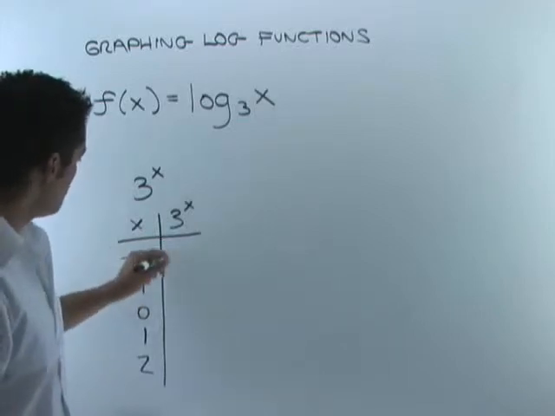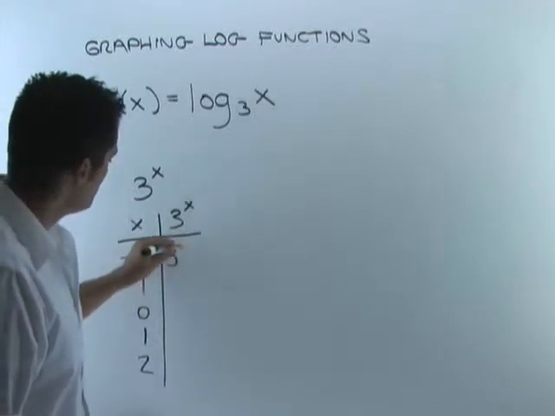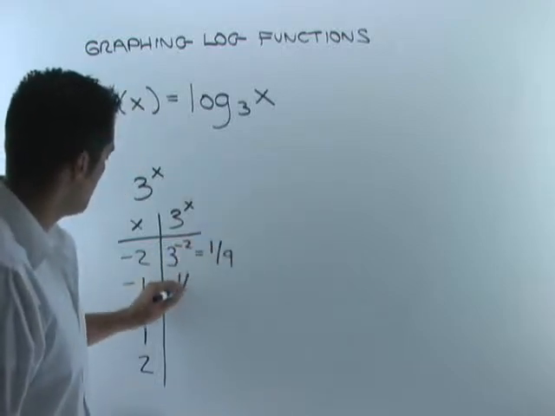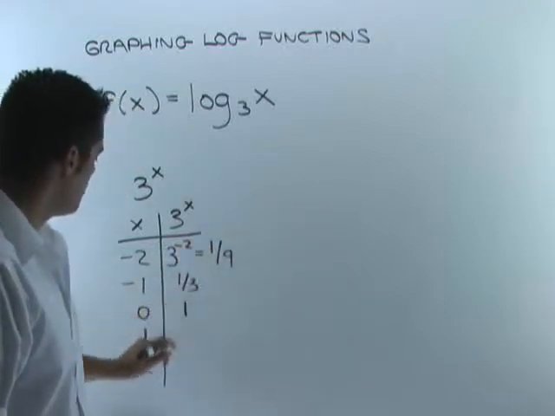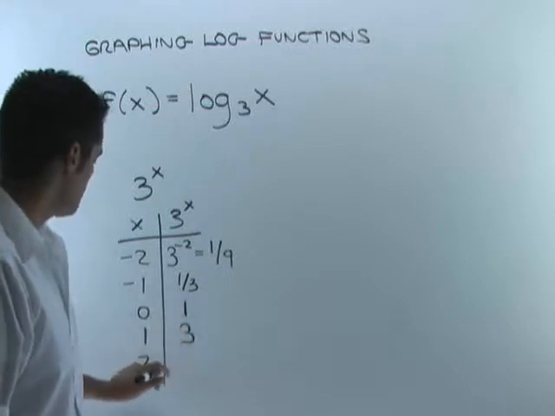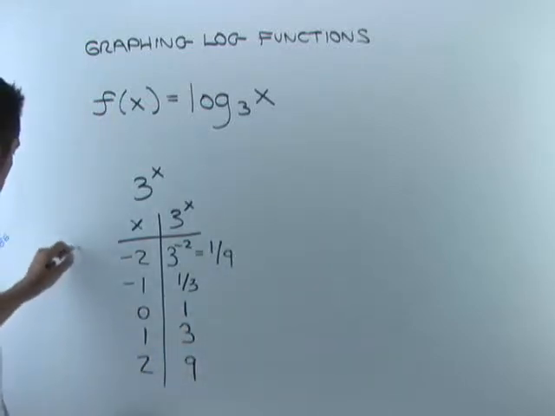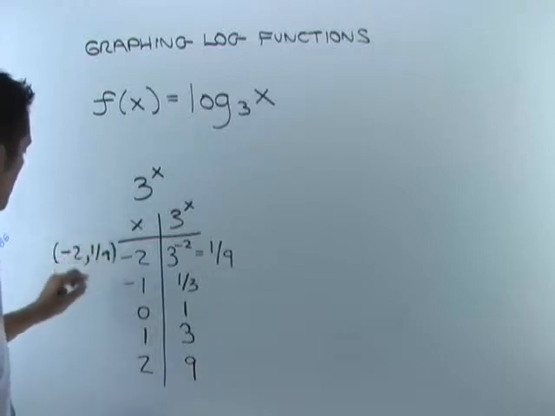So I'm going to just do this. 3 to the -2. Since we've done this before, I'm going to go quick here. This is 1/9. The next one would be 1/3. The next one would be 1. The next one would be 3. The next one would be 9. So I have these points, right? The points are -2, 1/9, right? So on and so forth.